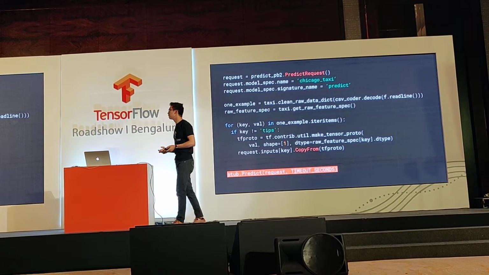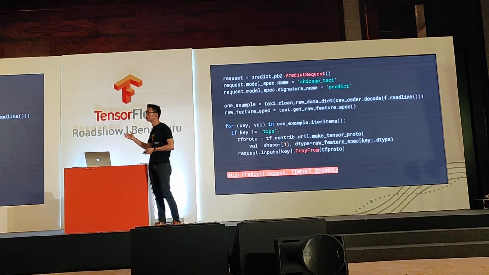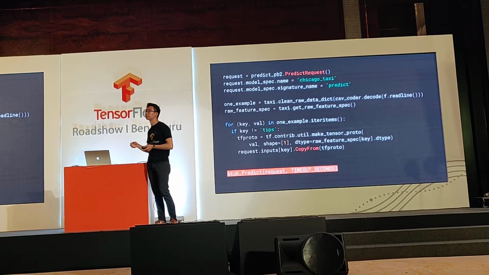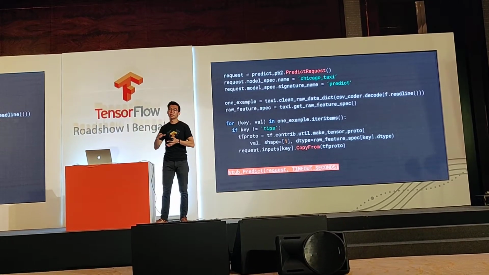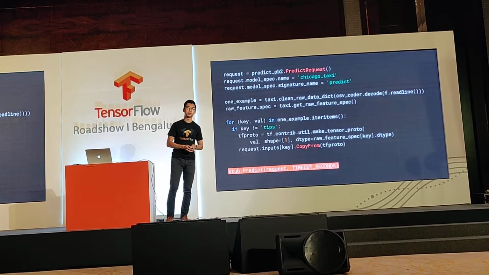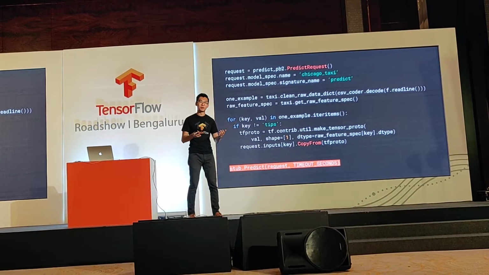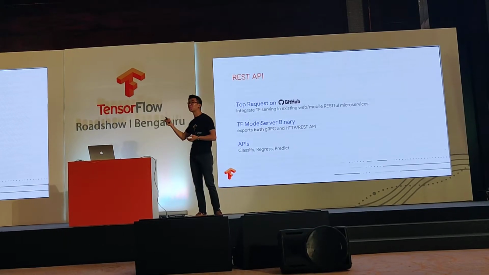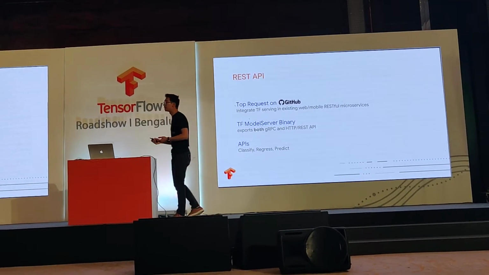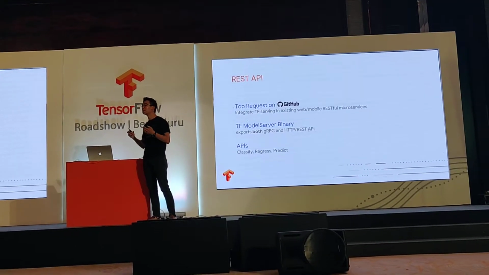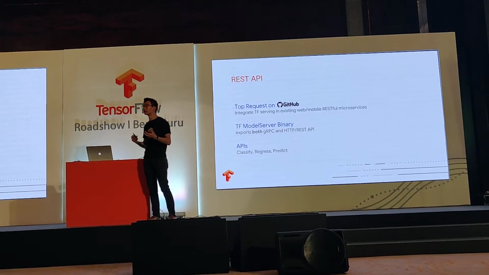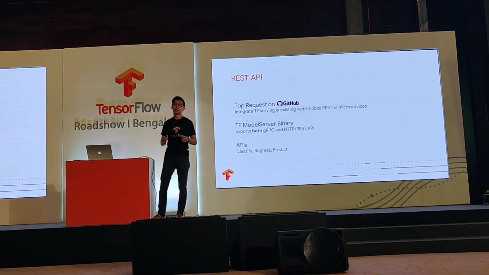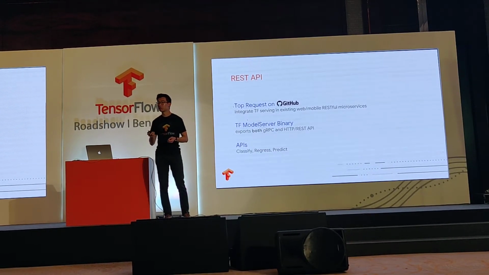Once your server is up, you can send requests to it with gRPC. If you're familiar with gRPC, this is a straightforward code snippet that shows you how to construct an example and then send a request to your model server. But we know that not everyone uses gRPC, and in fact, one of the top requests on GitHub was for a REST API. So I'm very happy to say that our model server now supports both a REST and a gRPC endpoint with the same API. So you can classify, predict, and do regression.